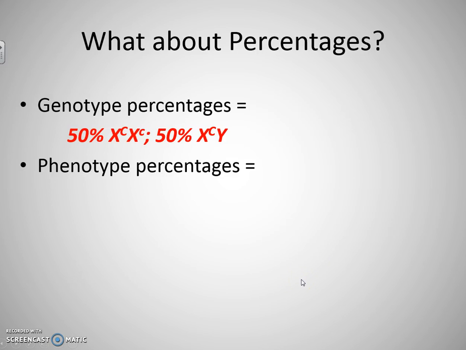So percentages for this result, again, we have 50% X big C, X little c, those are the females, 50% X big C, Y. What do those look like? 100% of those individuals have normal vision. You might want to say all the females are carriers, but that's how you do it.